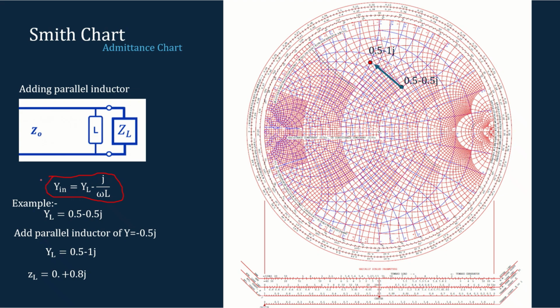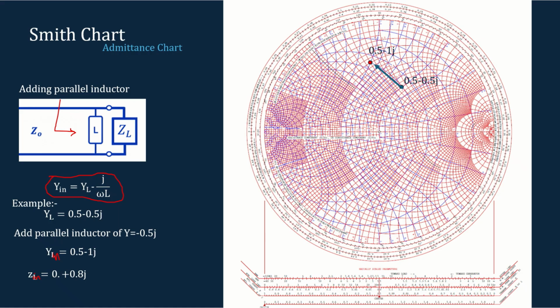So if we consider the admittance, it is very easy to calculate the total input impedance. We have to just use the admittance chart. So the total input admittance can be given by this expression. So consider an example. If I have a load impedance of 0 minus 0.5j, and I have to add a parallel inductor of minus 0.5j, I have to find the total input impedance. So let's consider the scenario.